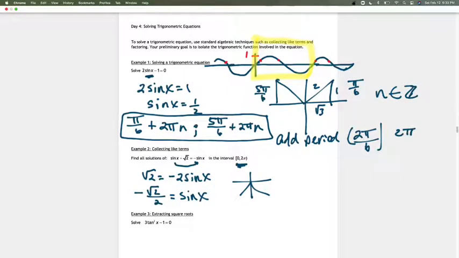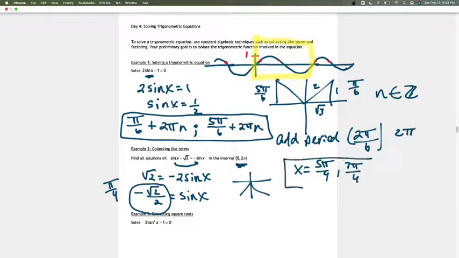Well, remember the sine function is negative in the third and the fourth quadrant. And where it's equal to a negative square root of 2 over 2 is at any pi over 4 reference angle in those quadrants. So in quadrant 3, our x equals 5 pi over 4. And then in quadrant 4, our pi over 4 reference angle gives 7 pi over 4. So these are the 2 answers for that.